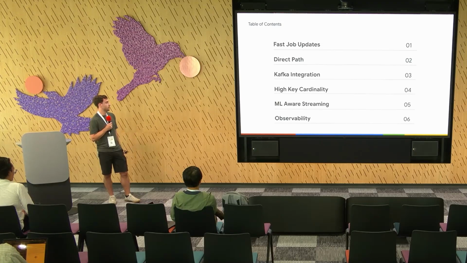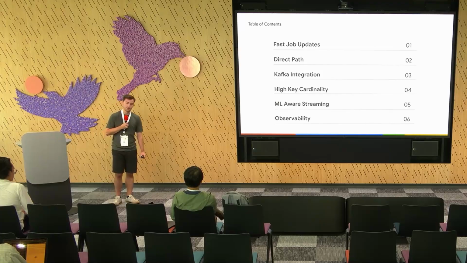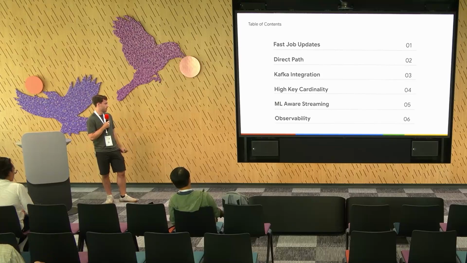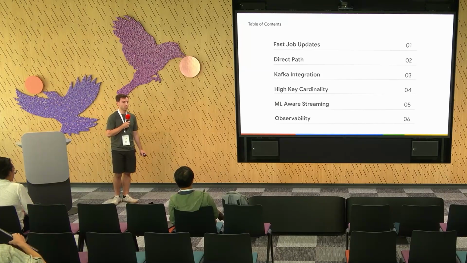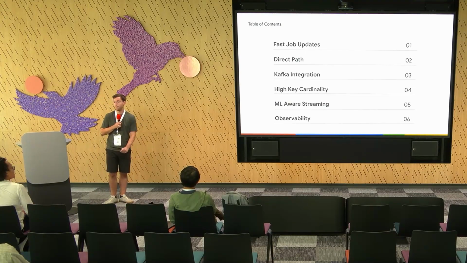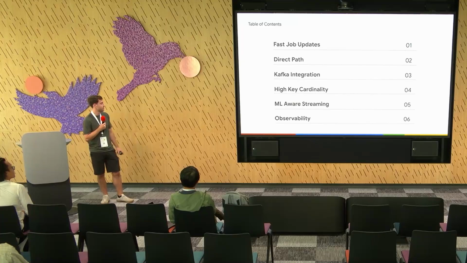High key cardinality. We continue to make optimizations to support more workloads, especially with lots of keys. And ML-aware streaming to support more and more Dataflow streaming workloads. And lastly, observability to make sure customers can understand what's happening in their pipeline and open less support tickets.